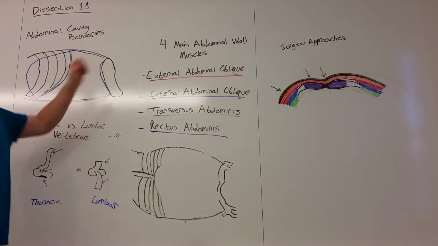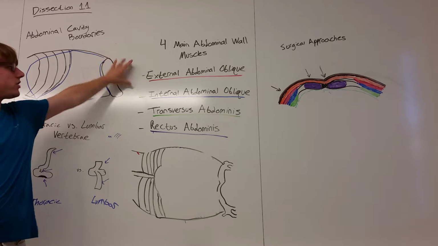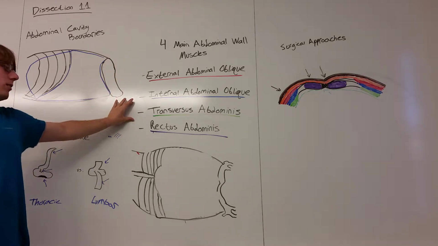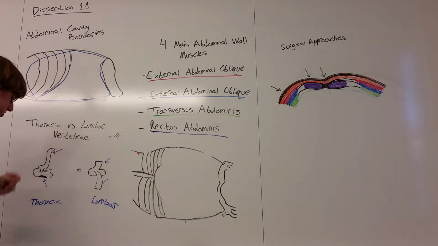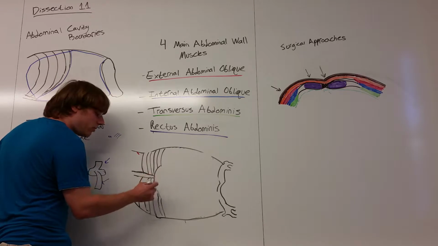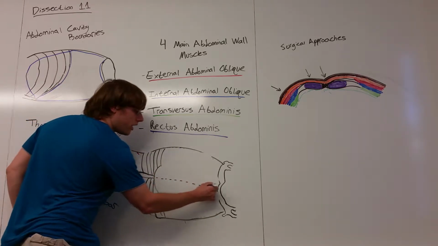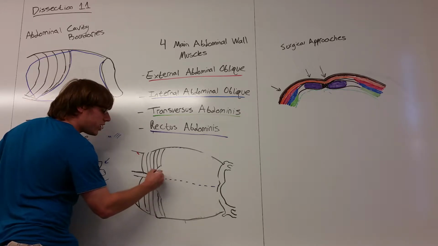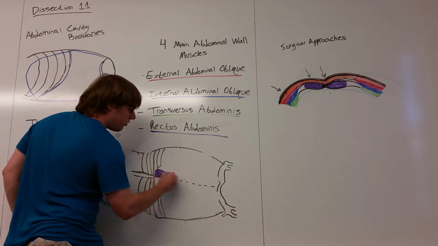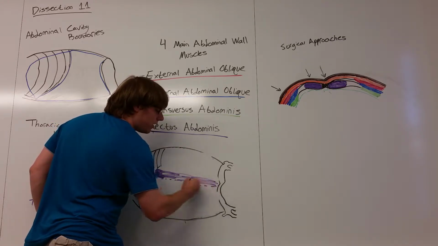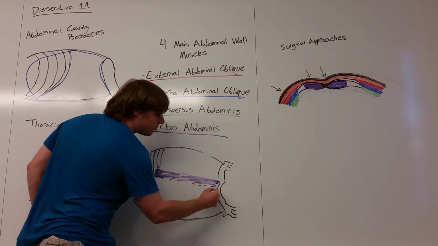So, as far as our 4 main abdominal wall muscles go, we have the external abdominal oblique, the internal abdominal oblique, the transversus abdominis, and the rectus abdominis. Now, I'm going to start by drawing the rectus abdominis and talk about its attachments. So, the rectus abdominis is going to run lateral to our midline, our linea alba. And so it's going to attach at our xiphoid process and run cranioventrally to the land of the pelvis and attach at your prepubic tendon.